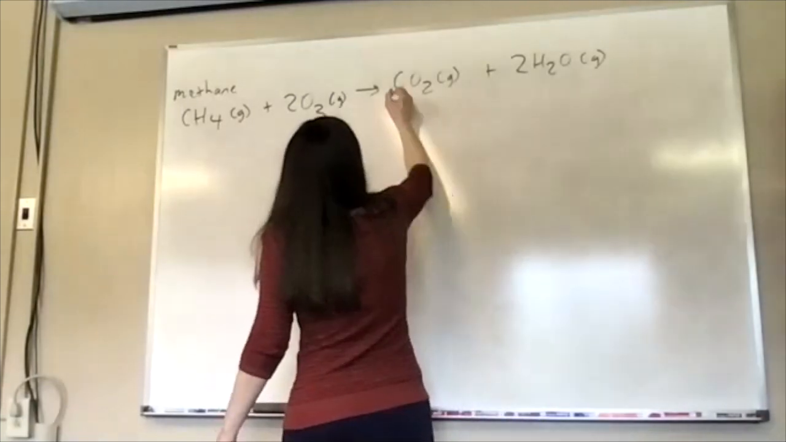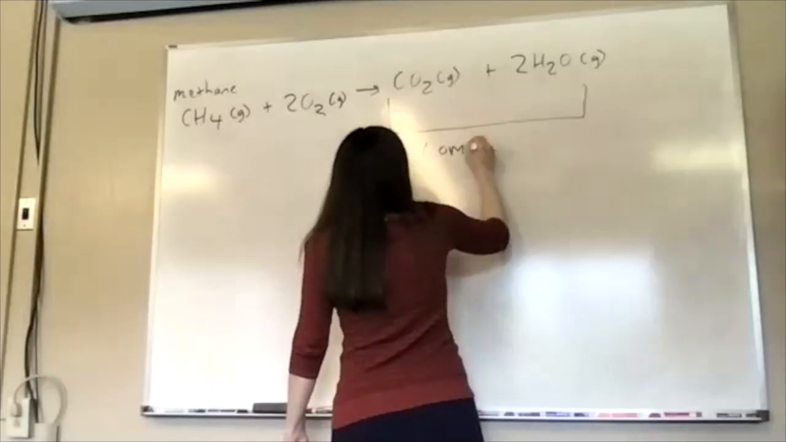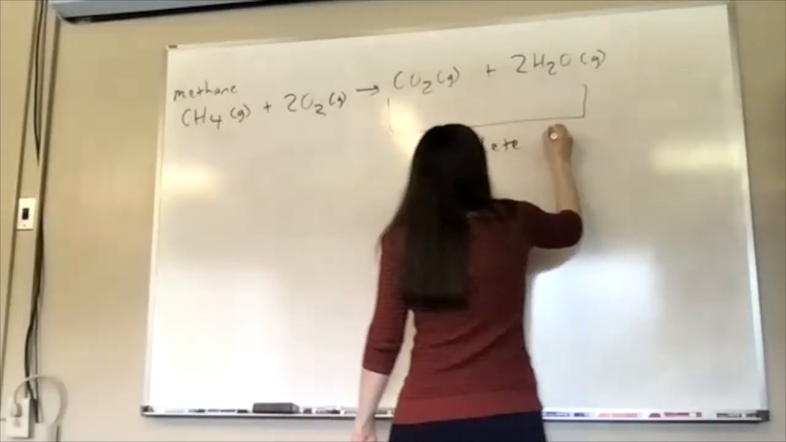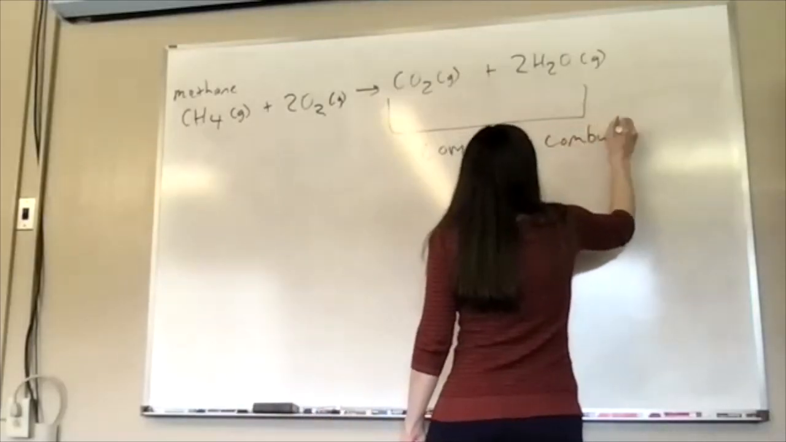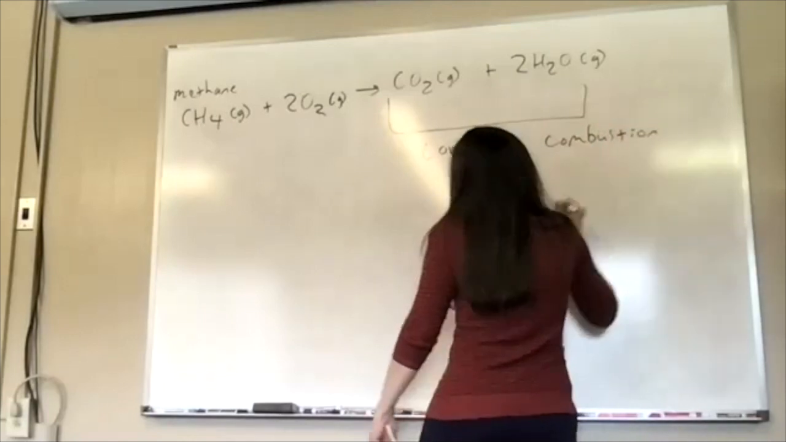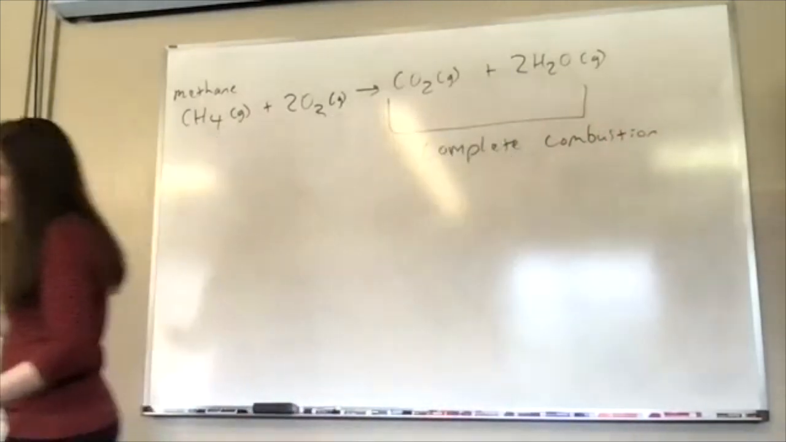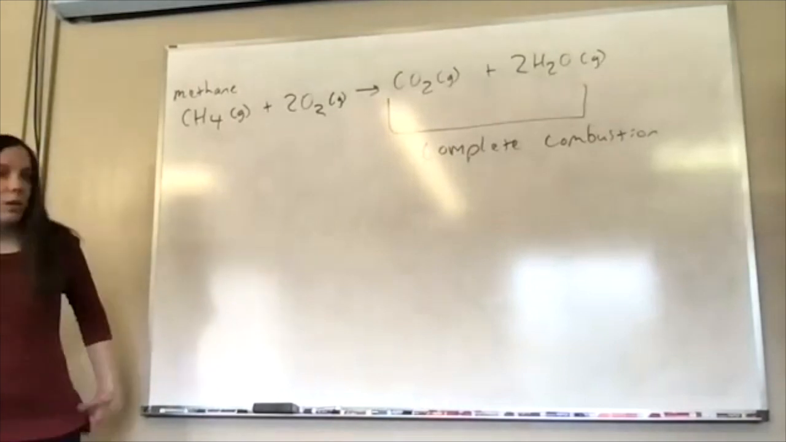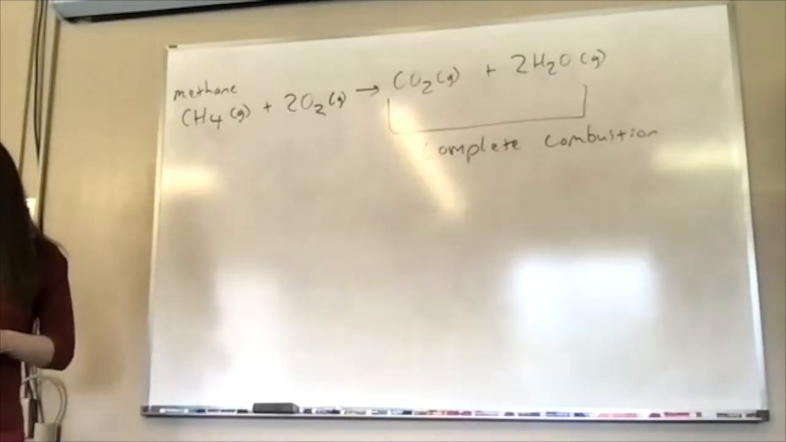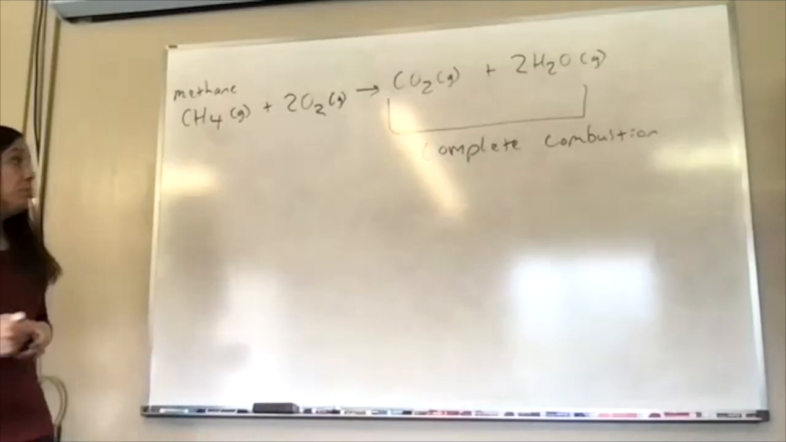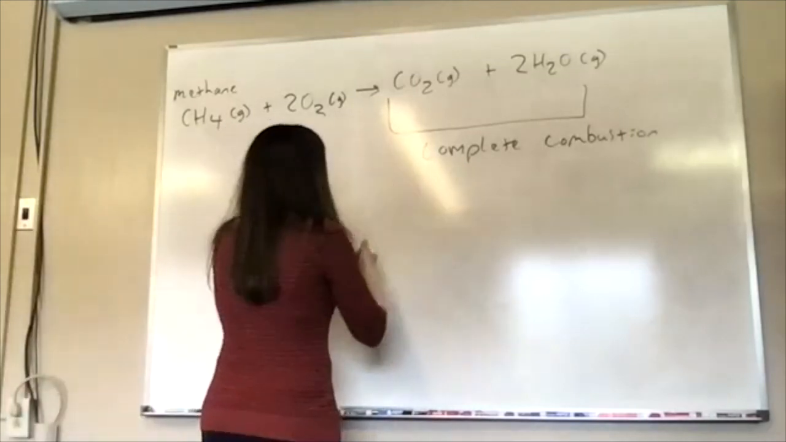Now, this kind of reaction is called complete combustion, where you have these two products form. So if you have enough oxygen present and you're burning something, you're going to get a complete combustion reaction where you always get carbon dioxide and water. So that's with enough oxygen.